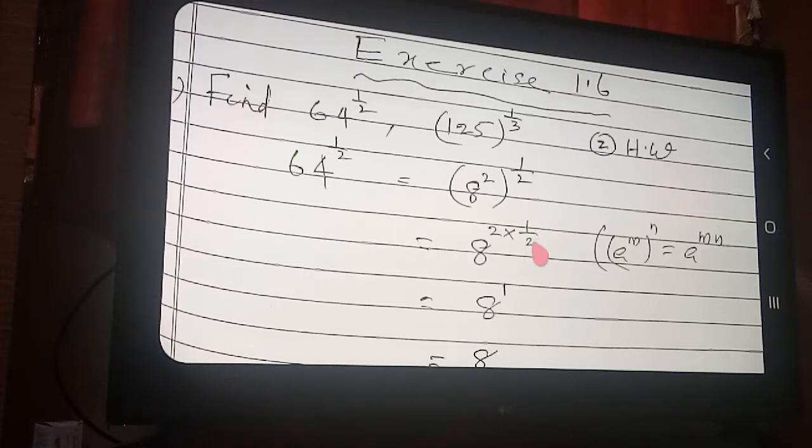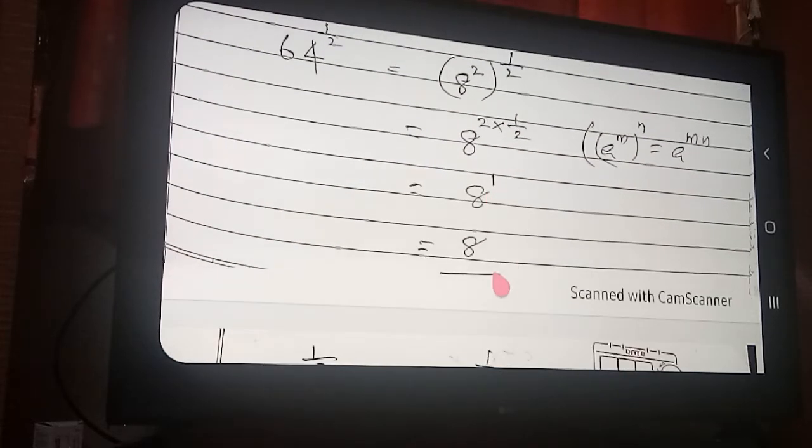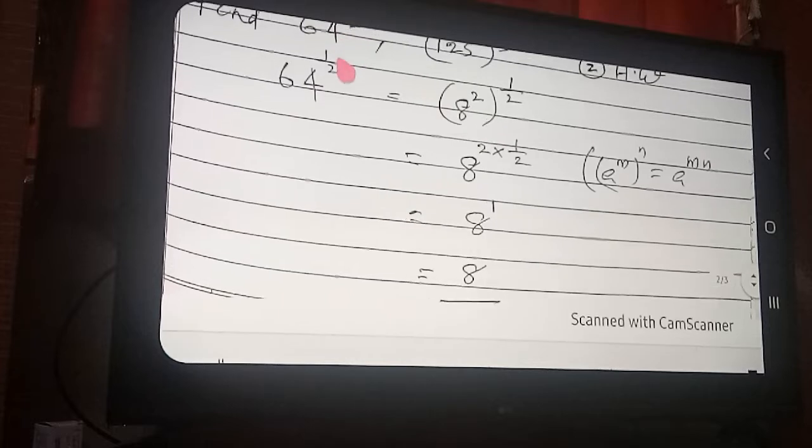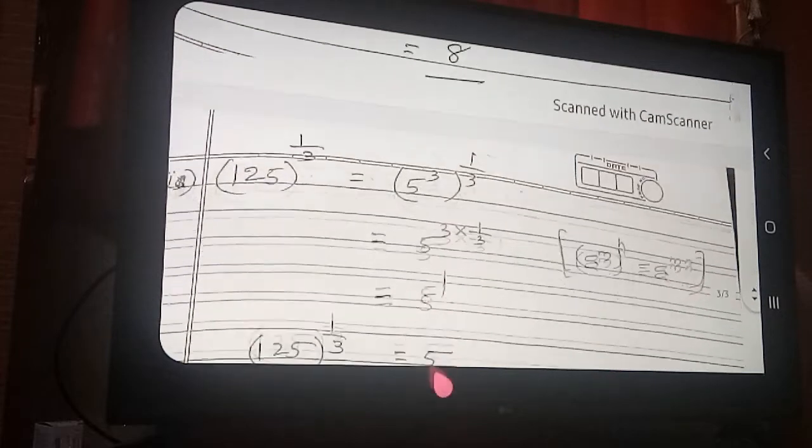Then this 2 and this 2 cancel. So what did you get here? Only 1 alone. So 8 raised to 1, and 8 raised to 1 means 8. So what is 64 raised to 1 by 2? It is 8, which you already know. 64 raised to 1 by 2 means, in the radical form, how do we write it? Square root of 64. Square root of 64 is 8. Okay.